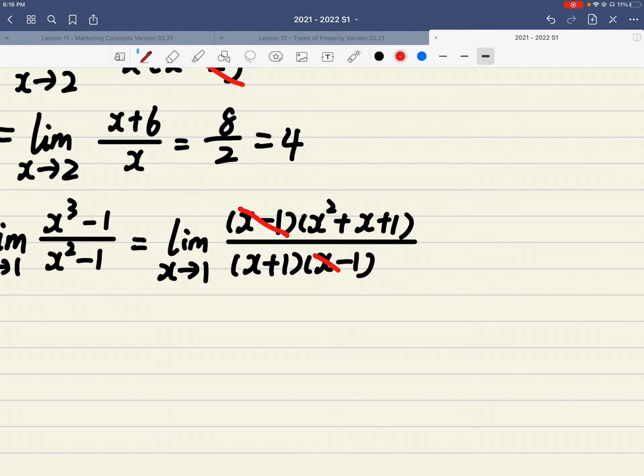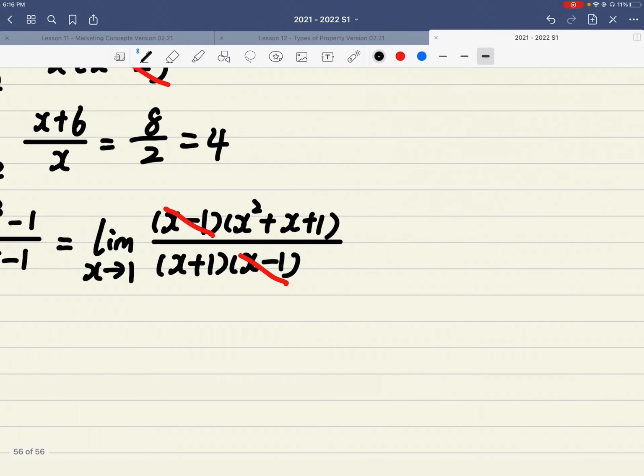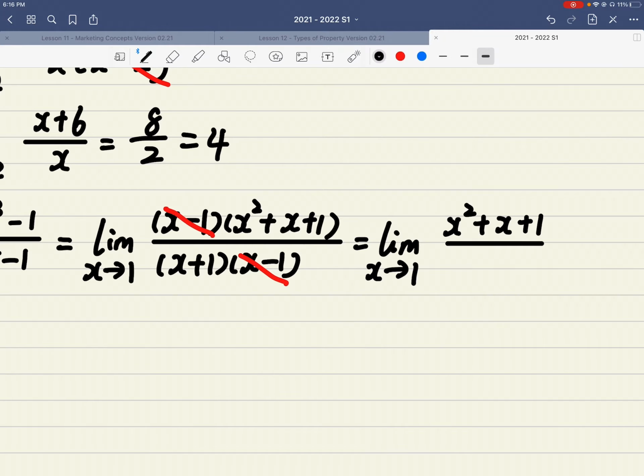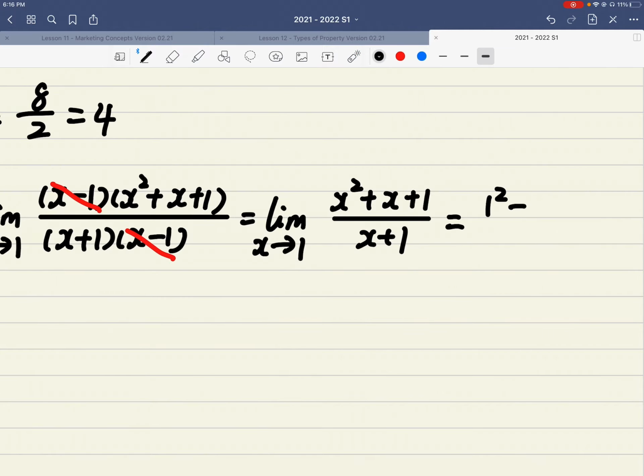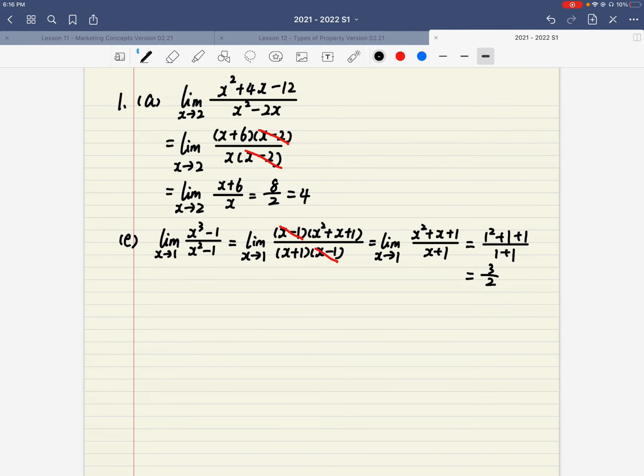Right, so these two parts cancel out. It's the limit of x squared plus x plus 1 over x plus 1. So now you can do the substitution. Now if you do the substitution, it's just 1 squared plus 1 plus 1 over 1 plus 1. The result is 3 over 2.